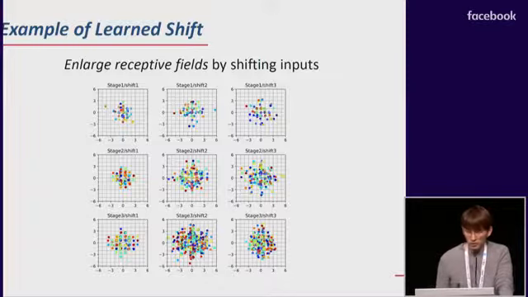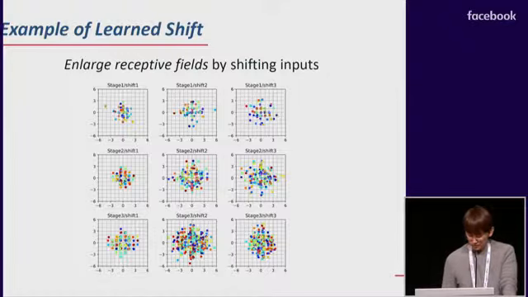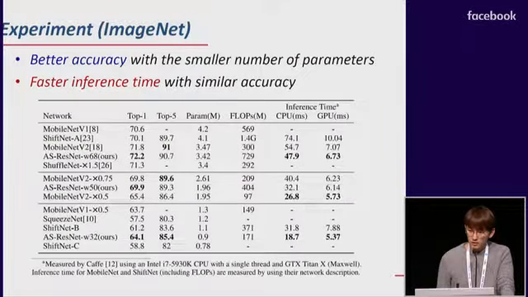Here is an example of the distribution of trained shift values. A value larger than 1 can simulate a dilated convolution, and the receptive field of the network is enlarged by using these shifted inputs. This is the experimental result on ImageNet. Our approach achieved better accuracy with a smaller number of parameters, and runs faster with similar accuracy.